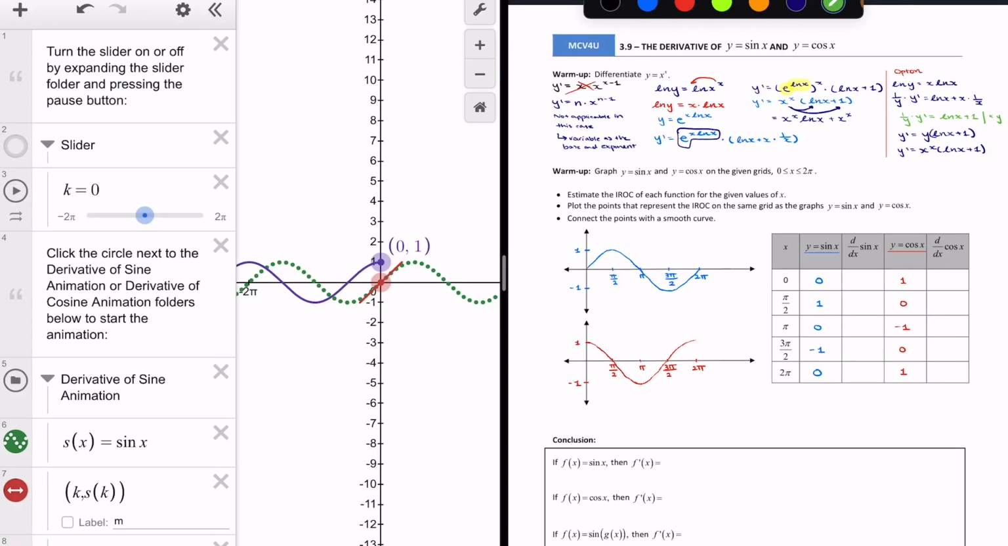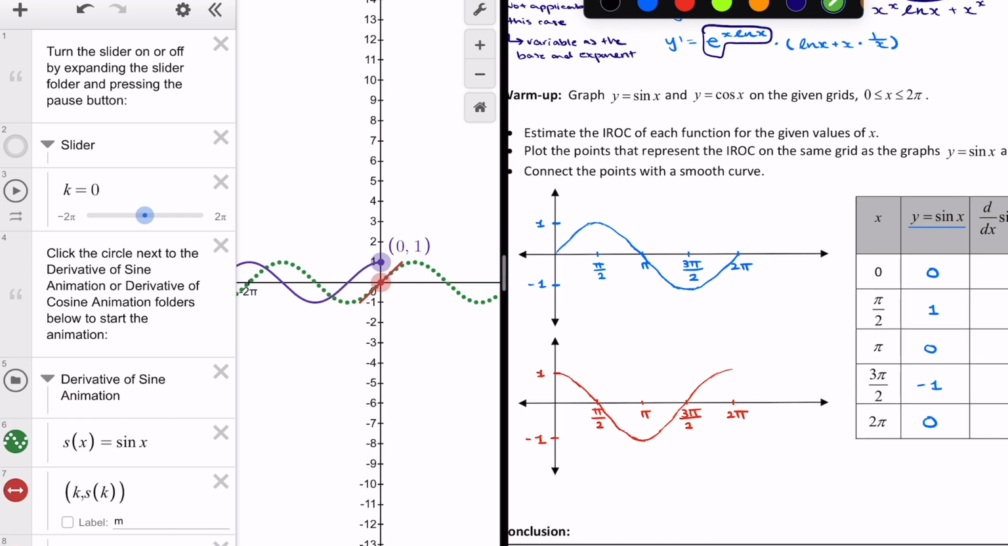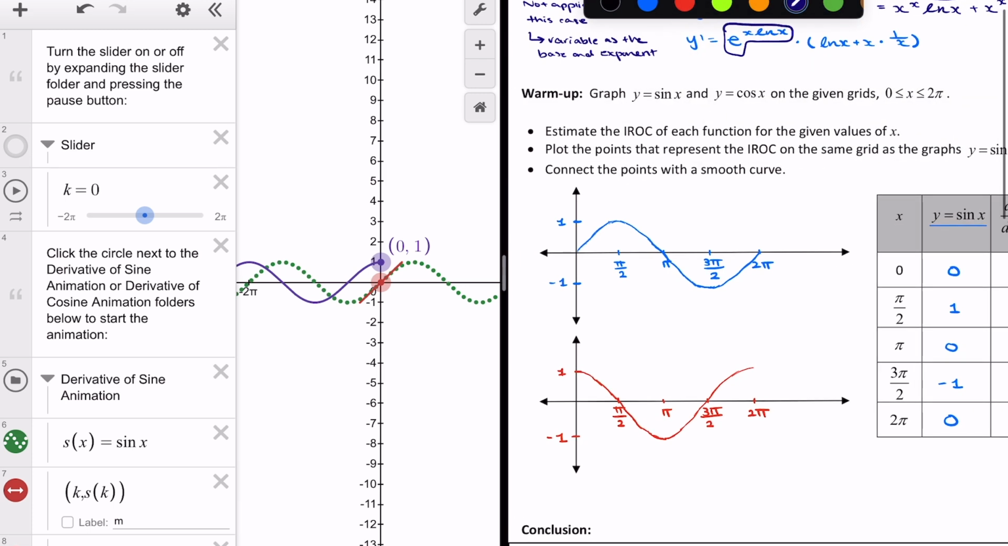I want to look at the derivative of the graph of sine x. So again, when we're thinking about the derivative, remember the derivative is also the slope of the tangent. And when we're looking at it in terms of the entire sine graph, it's going to be the slopes of the tangent at all the different points of the sine graph.